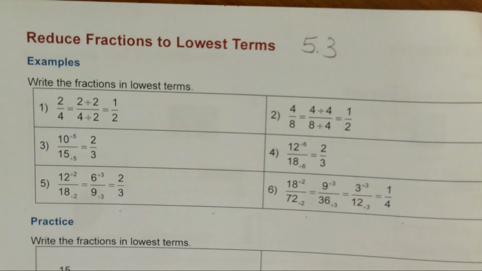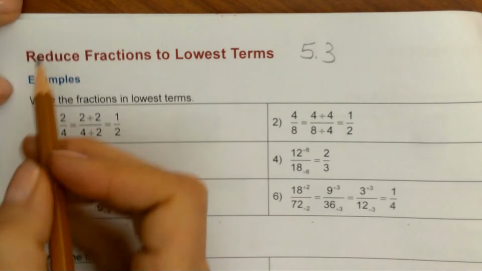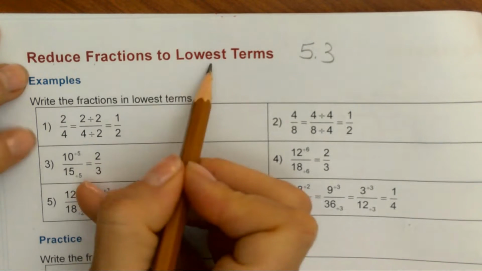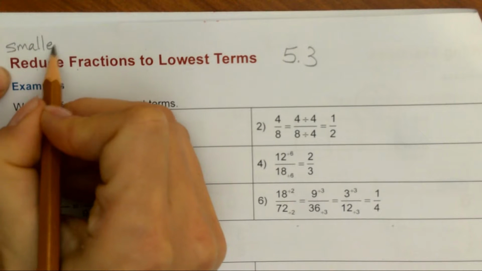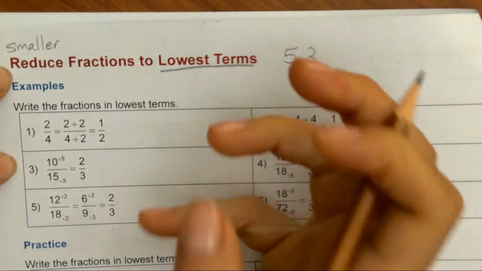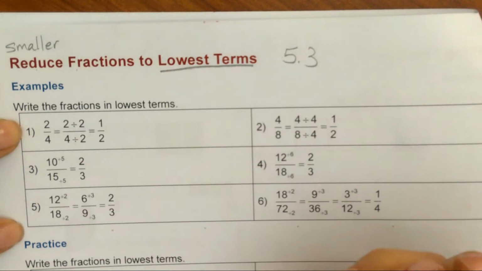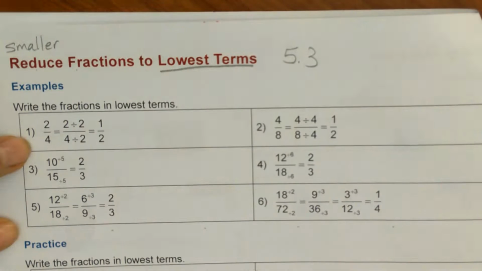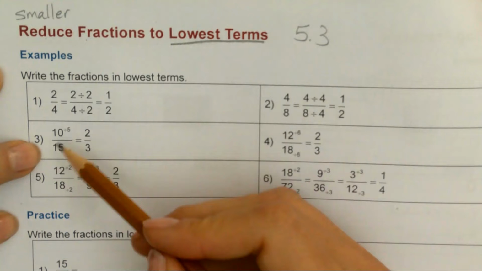So it says reduce, we're in book 3, 5.3, and it says reduce fractions to lowest terms. Reduce just makes something smaller. And lowest terms means make it smaller until you can't make it any smaller. Like make it the smallest you can possibly go. Okay? So what I do is let's look at question 3.